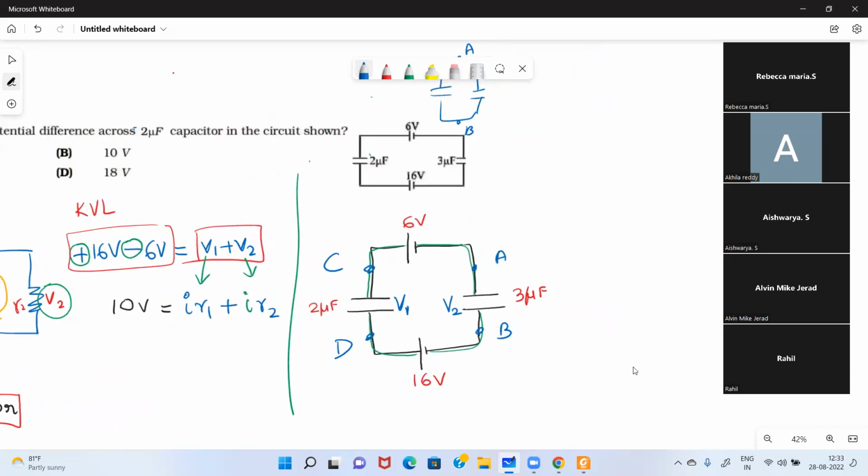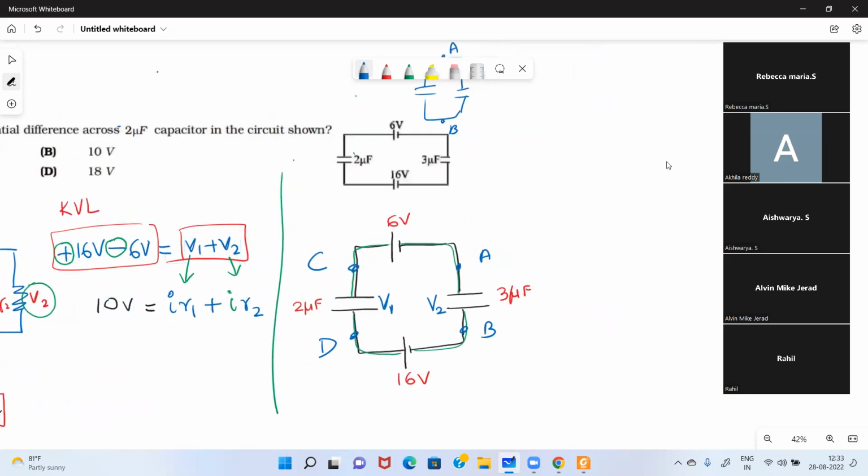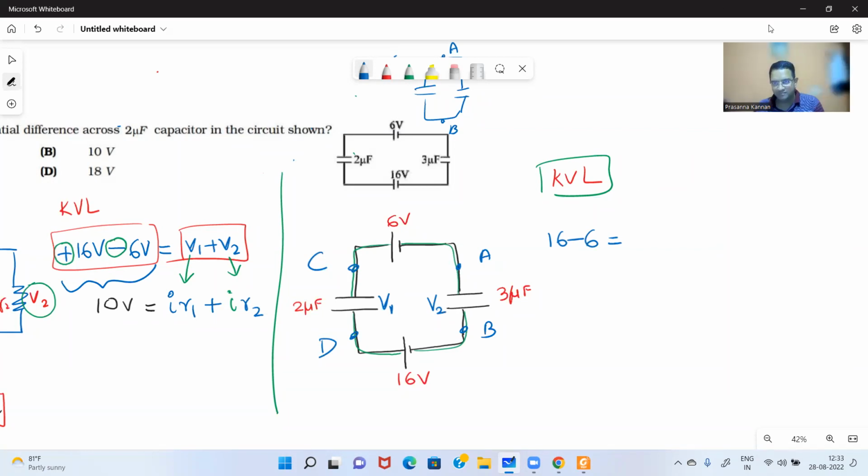So now, going by the same logic, KVL, Kirchhoff's voltage law, when you apply, what will we get? Again, by the same logic, it is 16 minus 6. You understood 16 minus 6 here? Did you understand how we are getting 16 minus 6? Yes, sir. Same logic, we are getting 16 minus 6 is equal to V1 plus V2.